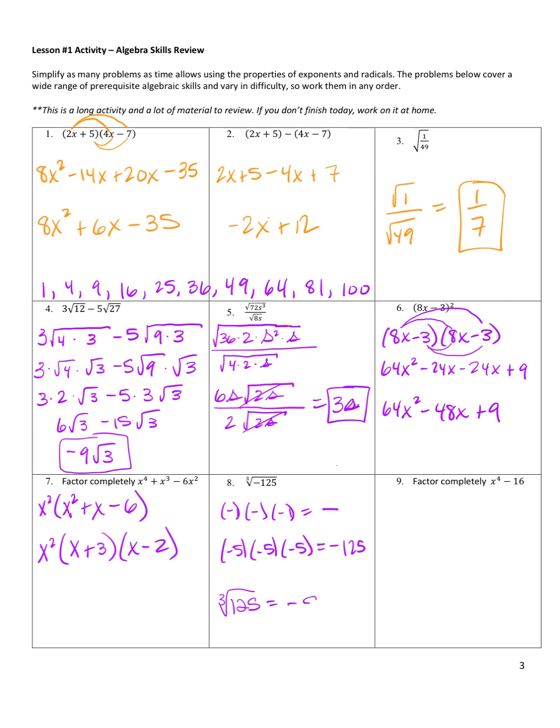And another factor completely. This is another difference of squares. X to the fourth is a perfect square because it's x squared squared. And 16 is a perfect square, it's 4 squared. So this is going to factor to x squared plus 4, x squared minus 4. And then x squared plus 4 is as far as we can go. It doesn't factor any further because there is no formula for the sum of two squares.